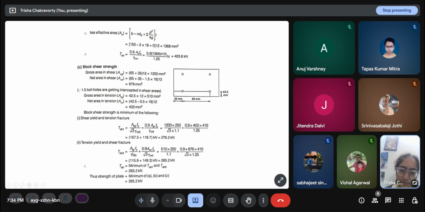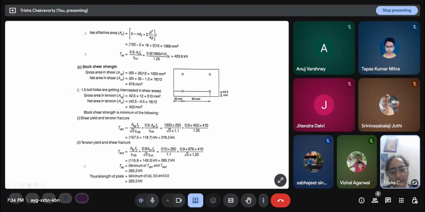And tension yield and shear fracture. This 0.9 comes wherever the ultimate strength comes, just another safety factor. So here I take this area, 510 into 250 by 1.1 plus 0.9 into the shear area, which is this 876 into 410 divided by root 3 into 1.25. So we get 265, and T_db is the minimum of T_db1 and T_db2, so I take 265.